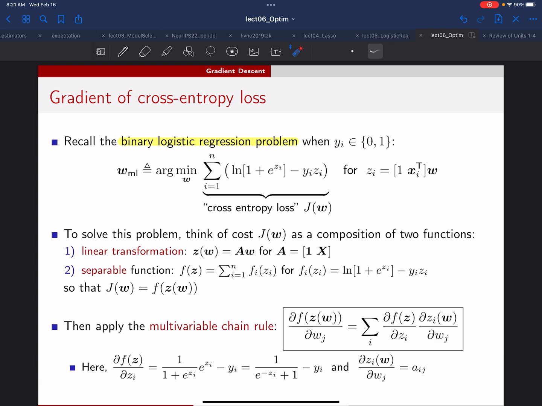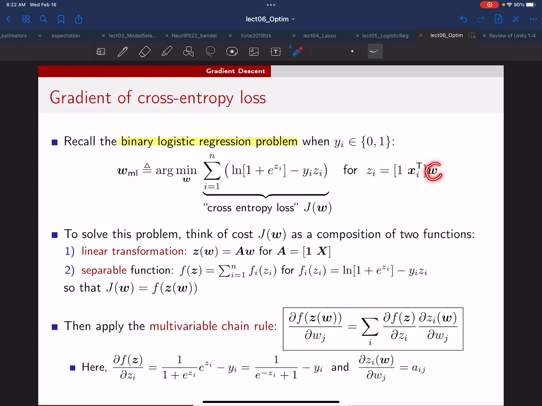Okay, so we would like to apply gradient descent. The main thing that's challenging is we have to compute the gradient of this with respect to the parameters W. We want an organized way of doing this. The way we're going to think about this right now is we're going to think about this cost as really like a two-step procedure, a composition of two functions.